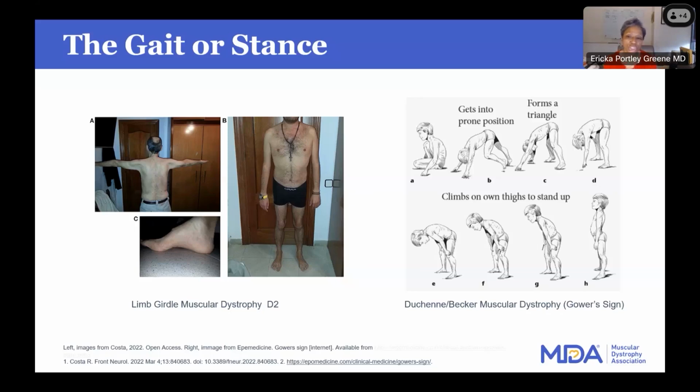In an adult patient, you won't necessarily see this from the ground up, but you'll see it from a sitting position, where they will place their hands on the bed or a table, just as the child is placing his hands on the floor, spread their legs, and then rise up.